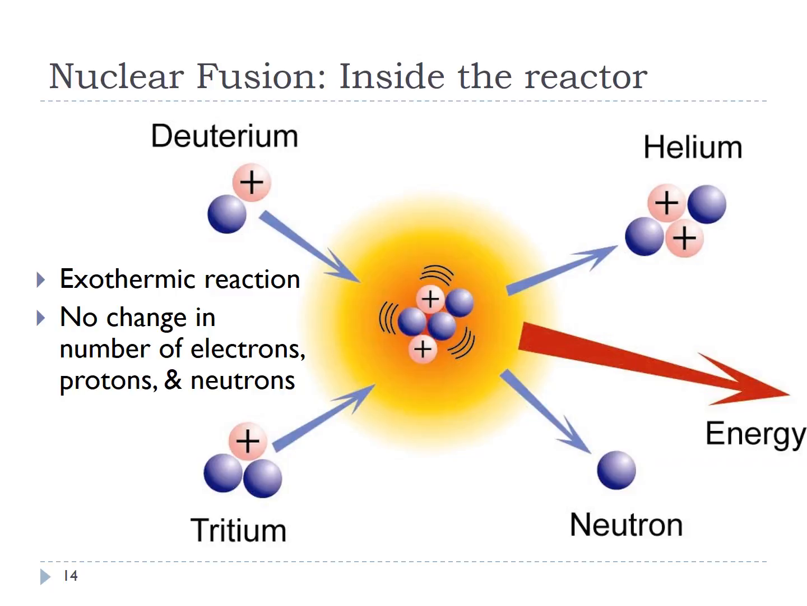Another thing to point out is there's no change in the number of electrons, protons, or neutrons, right? All we're doing is moving around the protons and neutrons. It's not like in beta decay where you actually have a change in the number of neutrons and protons. This is not a weak reaction. This is purely mediated by the strong nuclear force.